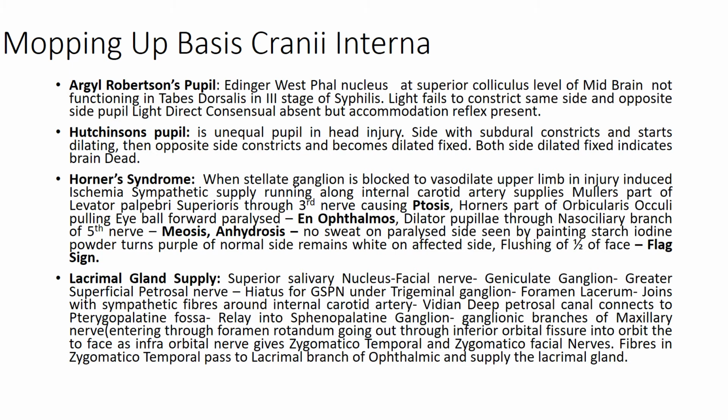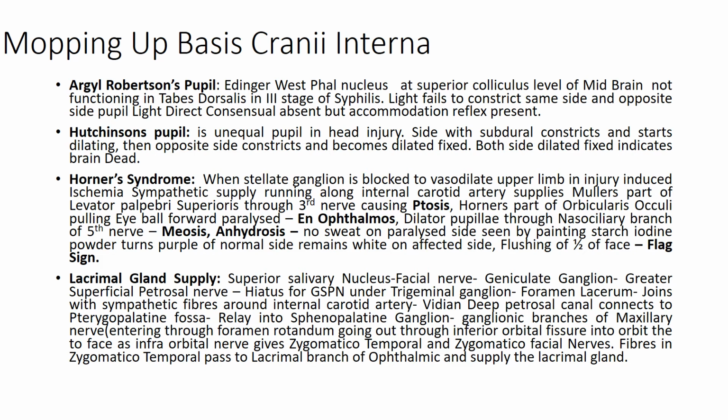Then you are asked sometimes the lacrimal gland supply. So from the superior salivatory nucleus to the facial nerve, through the geniculate ganglion, then the greater superficial petrosal nerve, then the hiatus for the greater superficial nerve, which is under the trigeminal ganglion, then through the foramen lacerum joining with sympathetic fibers around the internal carotid artery, then the deep petrosal nerve or the Vidian canal connecting to the pterygopalatine fossa, relays in the sphenopalatine ganglion, goes into the ganglionic branches of the maxillary nerve, which is entering through the foramen rotundum, going out through the inferior orbital fissure into the orbit to the face as infraorbital nerve.